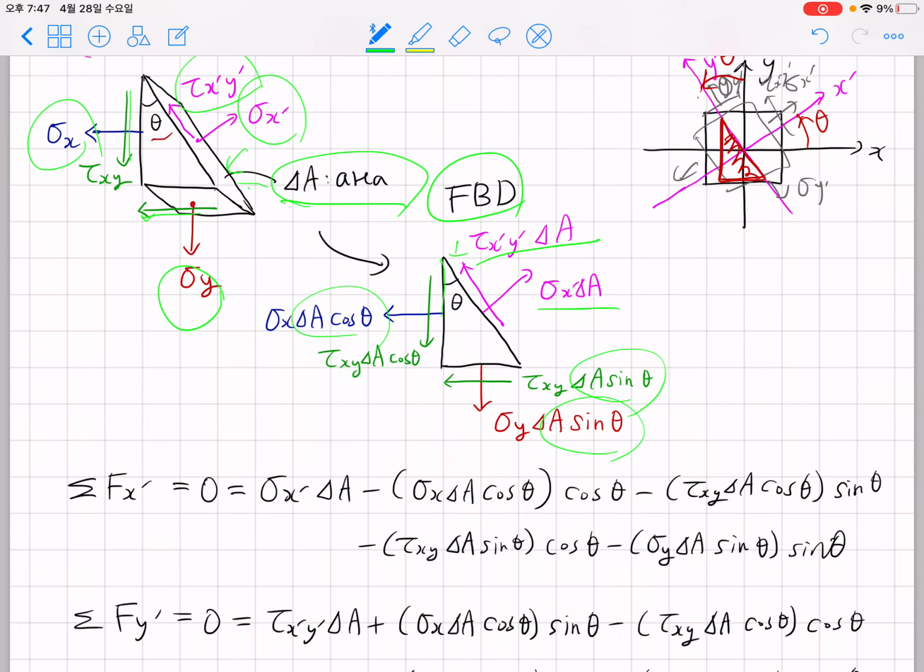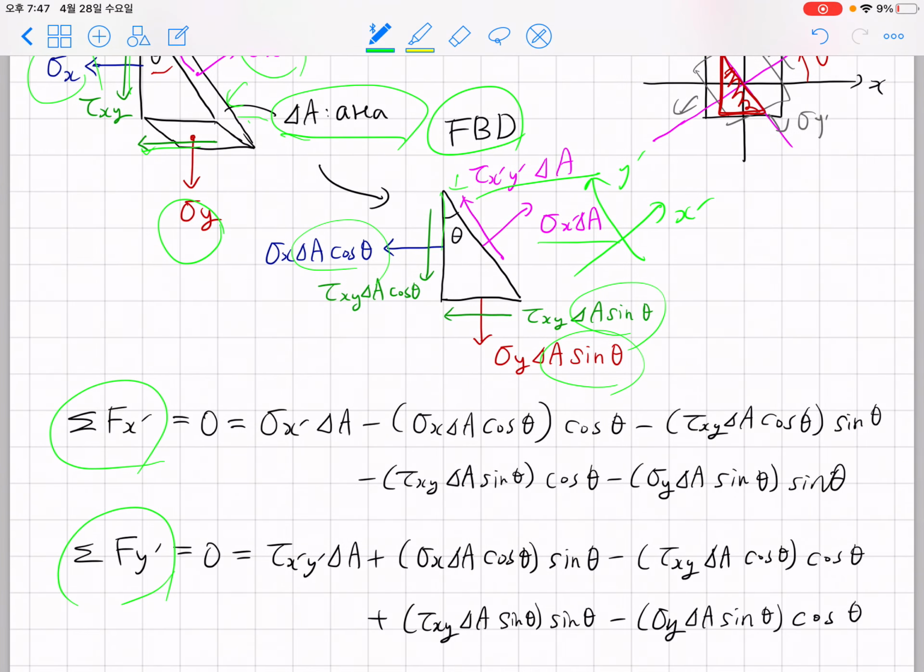So we're going to write the force equilibrium equation along the x prime axis and along the y prime axis, and the force sum must be 0 in each direction, right? Along the x prime axis we have this term, and this term does not contribute at all, because there is a 90-degree angle, so no projection on x prime.